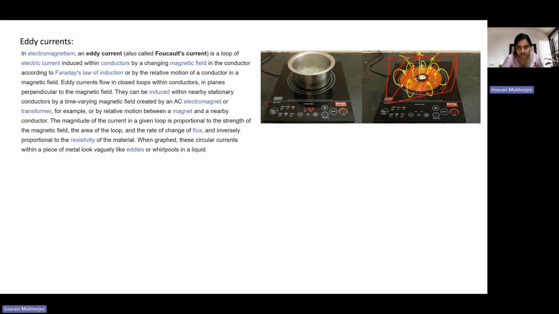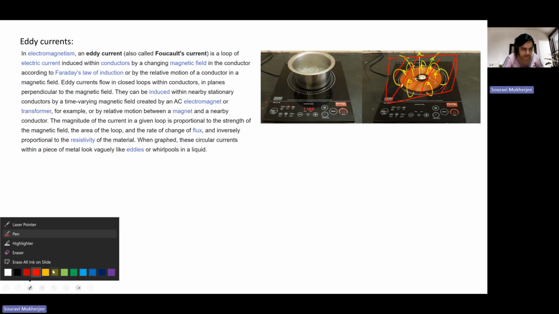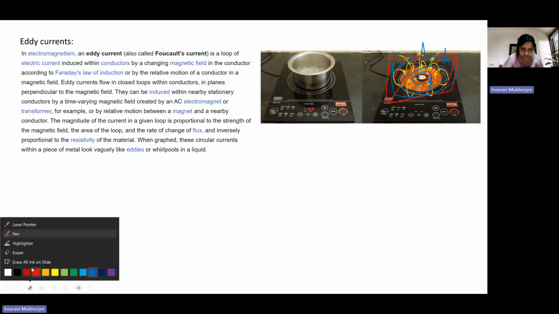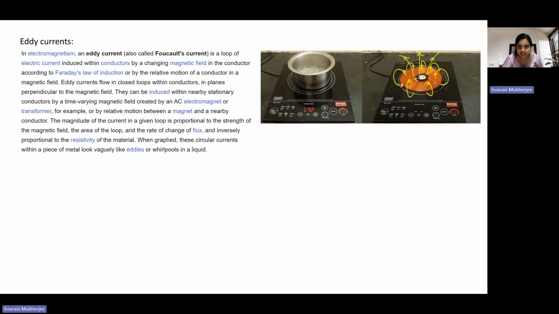Now, because the flux linked through this metal plate is changing, there will be currents formed in this region. So you will have currents in loops all throughout this metal plate. And as we know, current can result in heat, from Joule heating. So that would result in a net heating of the plate.